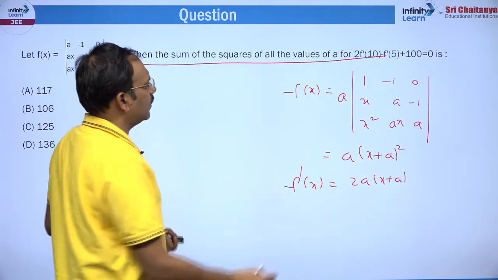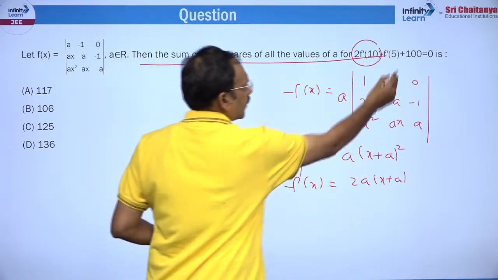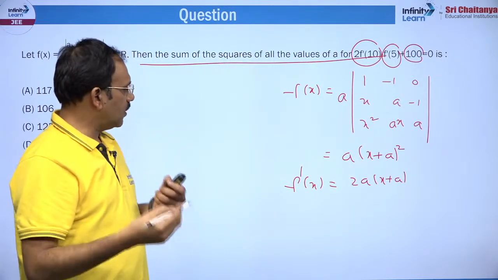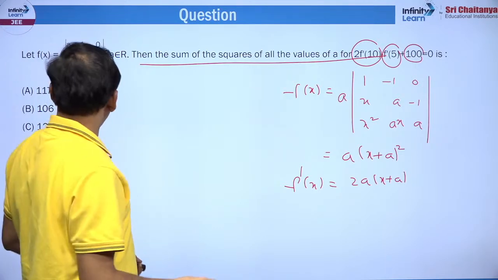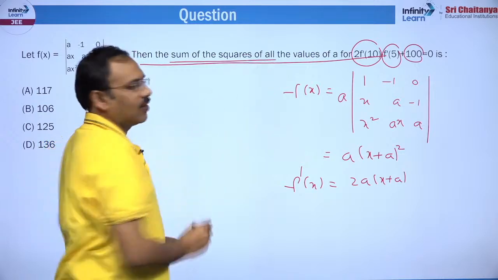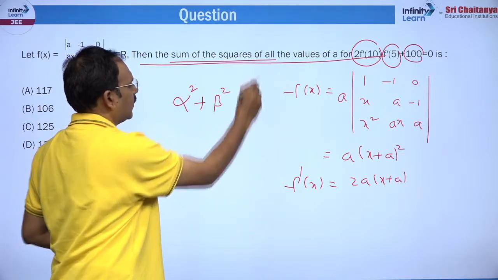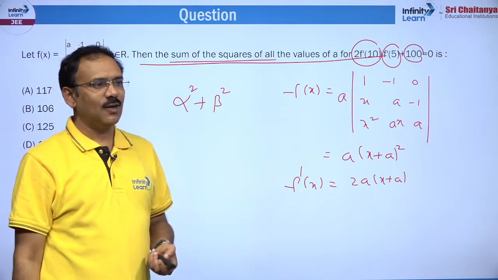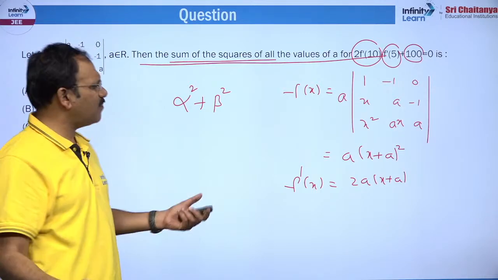Now, simple: 2 f dash of 10 gives a number in terms of a, and f dash of 5 plus 100 equal to 0 gives a quadratic equation in a. You solve that quadratic equation and you will get the values of a. He is asking for the sum of the squares of all values, so for the quadratic equation you can apply the formula for alpha square plus beta square. Here the answer would be 125. That is it, simple logic.